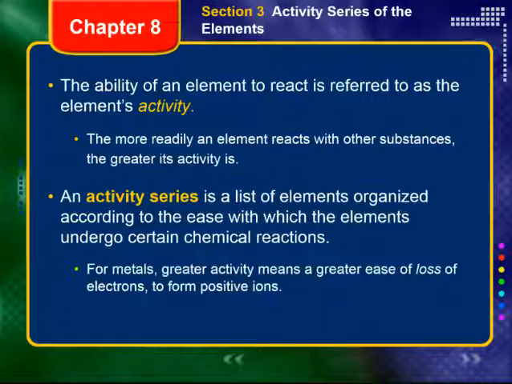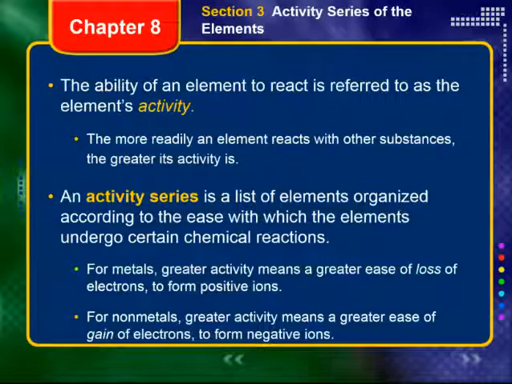So the ability of an element to react is referred to as the element's activity. Again, interchangeable with the word reactivity. The more readily an element reacts with other substances, the greater its activity is. So an activity series is a list of elements organized according to the ease with which the elements undergo certain chemical reactions. Now for metals, right, that want to lose electrons, greater activity for a metal means greater ease of loss of electrons forming those positive ions. For a non-metal, greater activity means greater ease of gaining electrons to form negative ions.